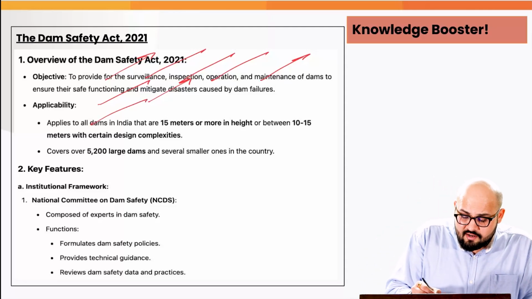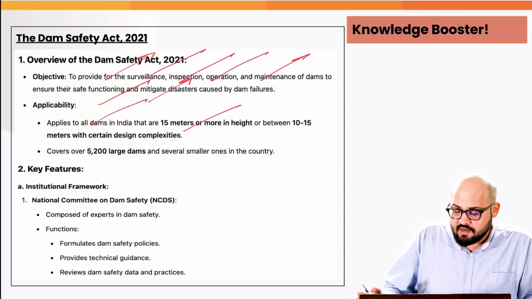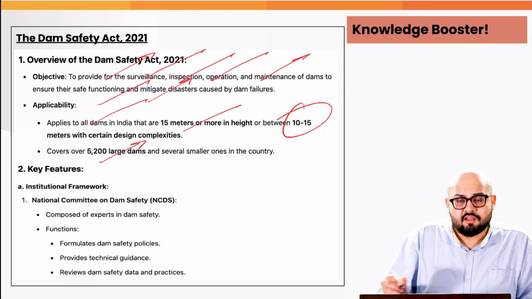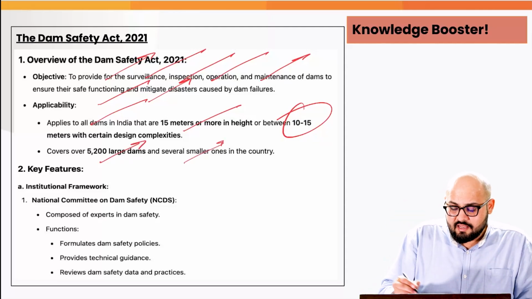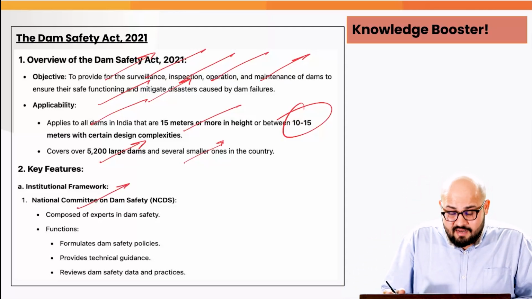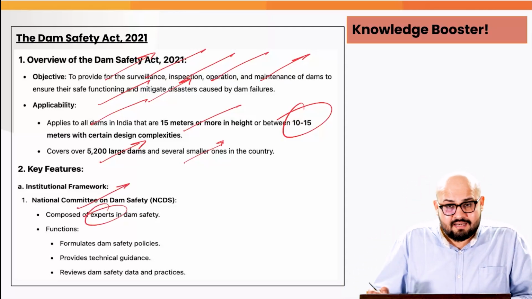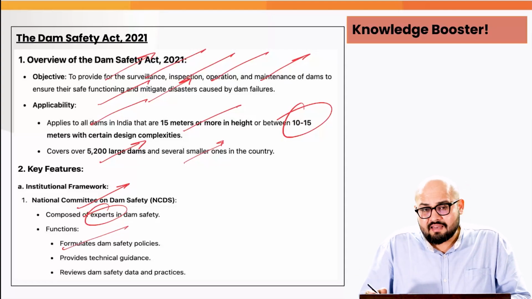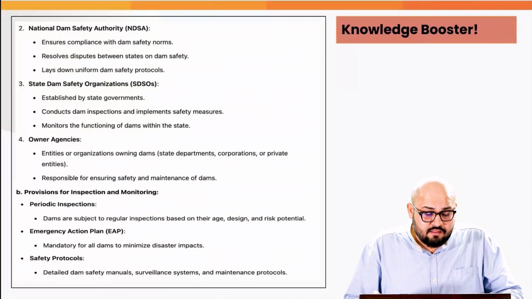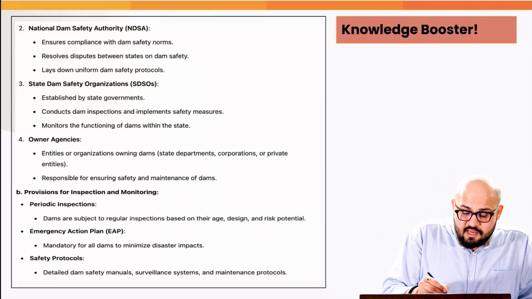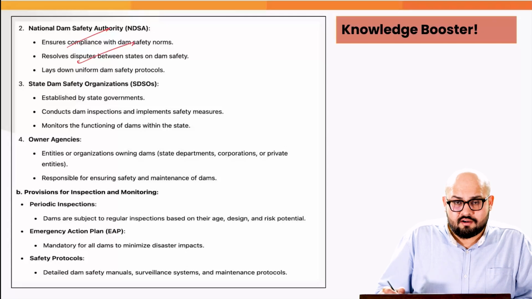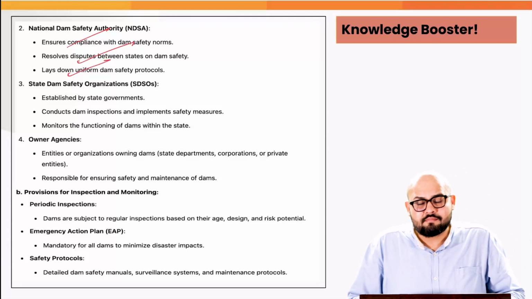It applies to all dams in India that are 15 meters or more in height, or between 10 to 15 meters with certain design, right? It covers 5,200 large dams in the country and even smaller ones. Key features. So we have the National Committee on Dam Safety, composed of experts in dam safety, which formulates dam safety policies, provides technical guidance, and reviews dam safety. Next is the National Dam Safety Authority, which ensures compliance with the safety norms, resolves disputes between the states on dam safety, and lays down uniform dam safety protocols.